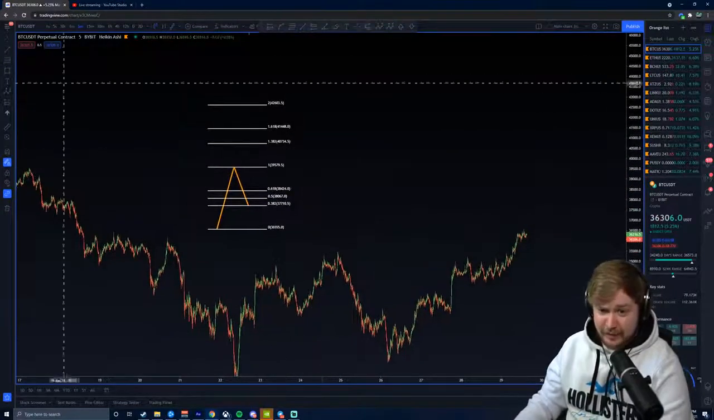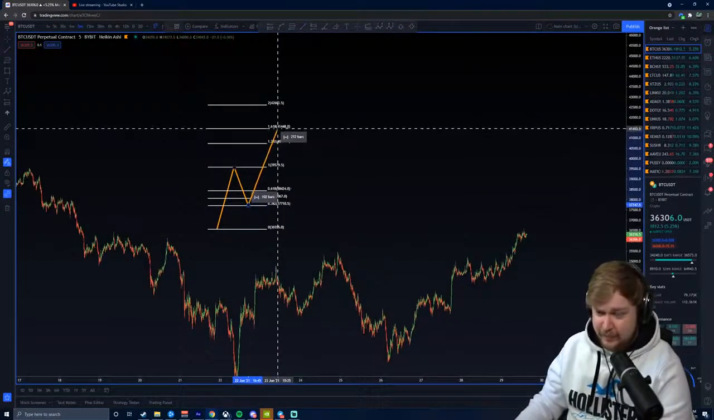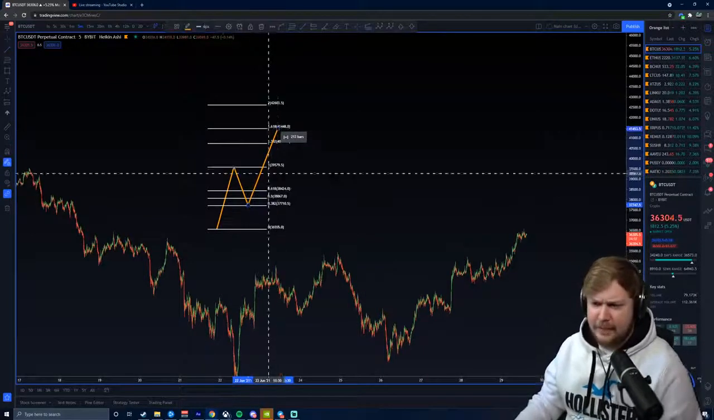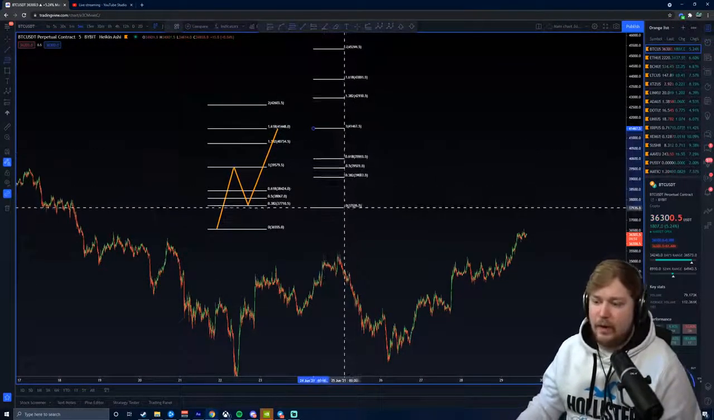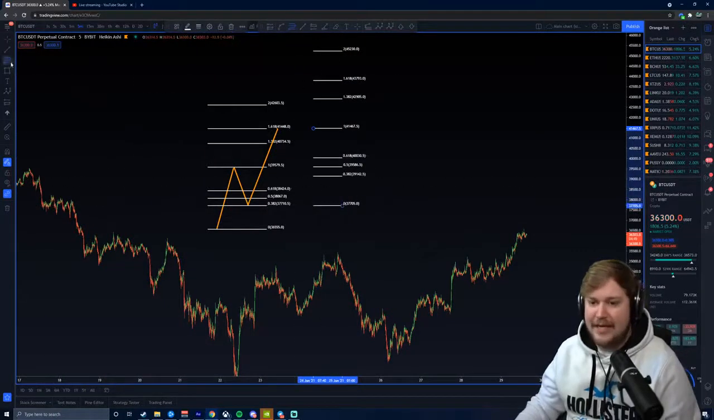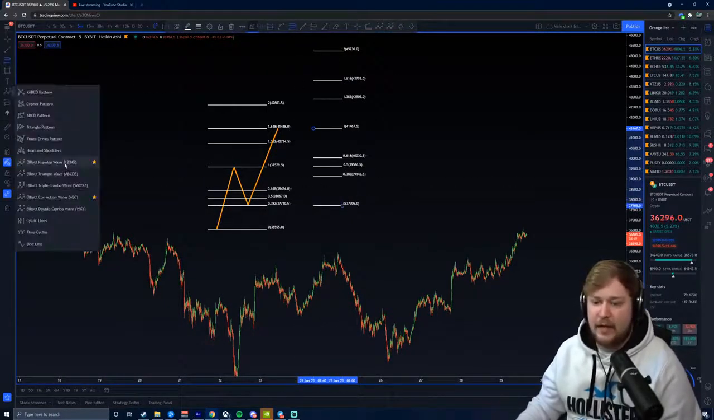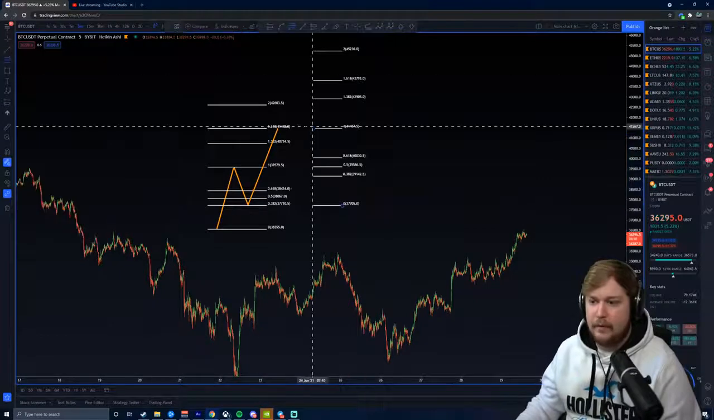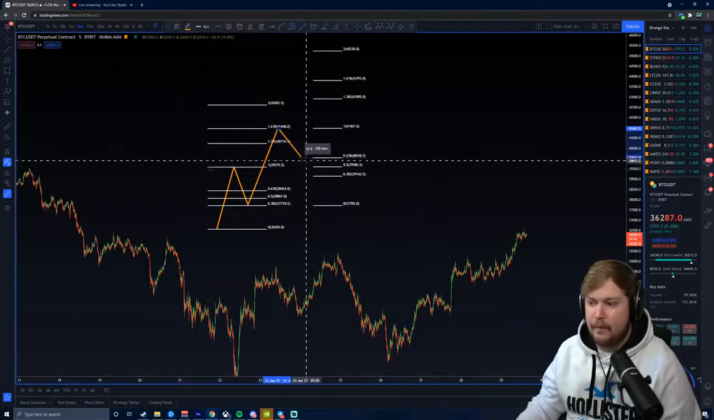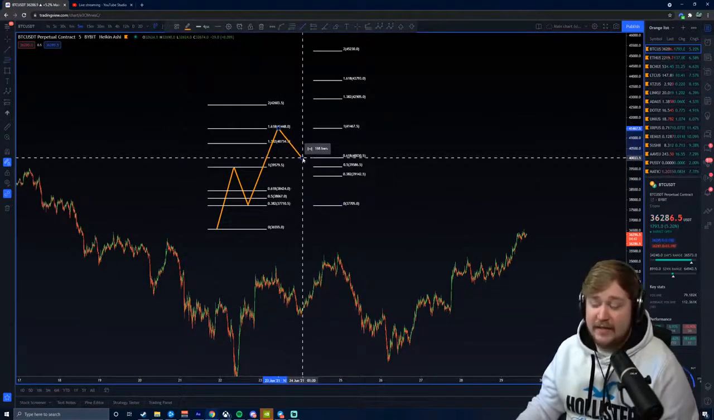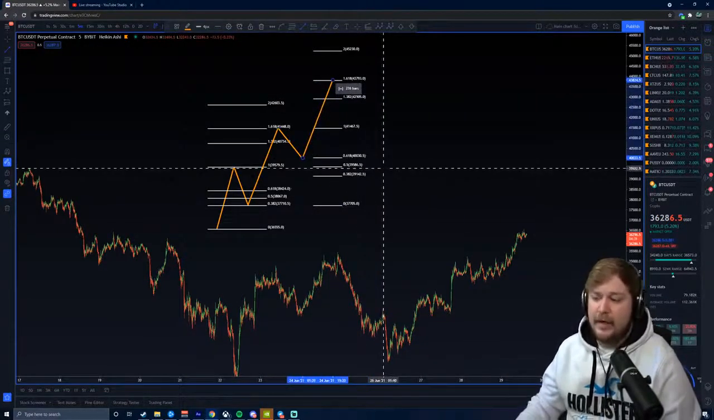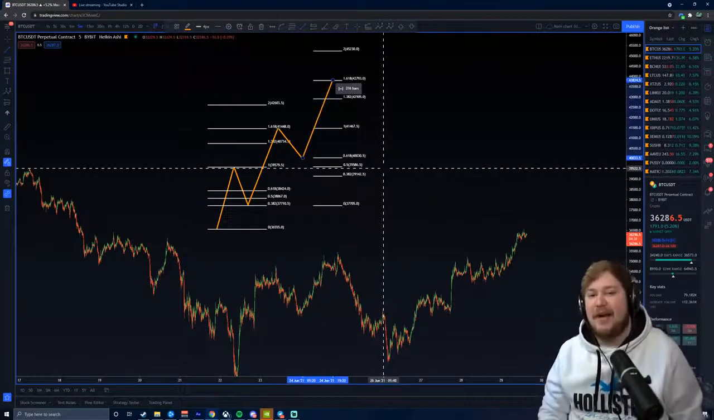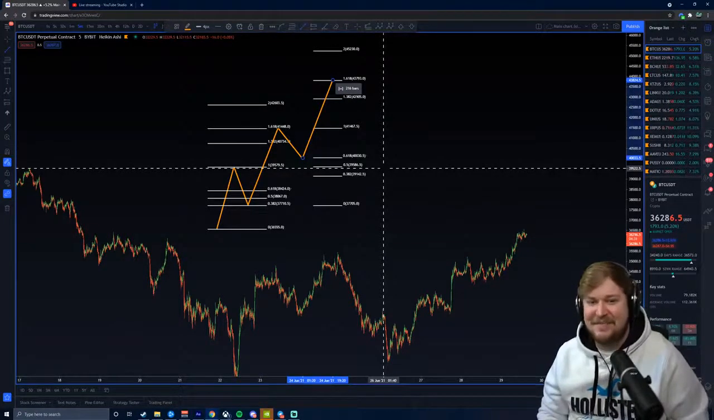And then the 3 is typically going to be the 1.618 of wave 1. And then wave 4 is typically going to be the 0.618 of wave 3. And then wave 5 is typically going to be the 1.618 of wave 3. That would be the entire Elliott Wave video, pretty much.